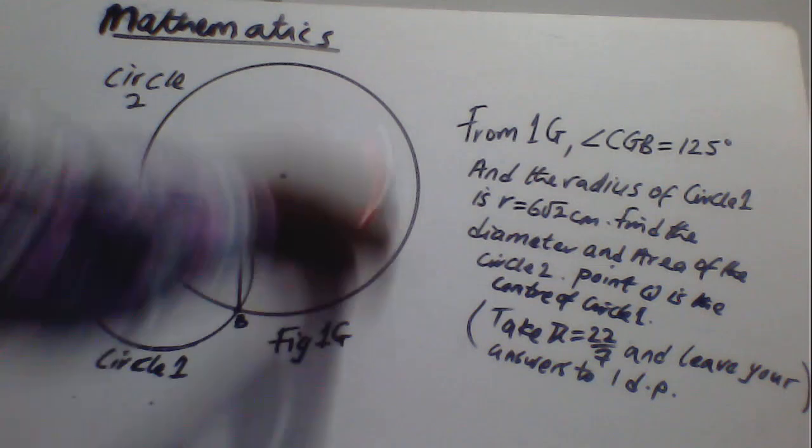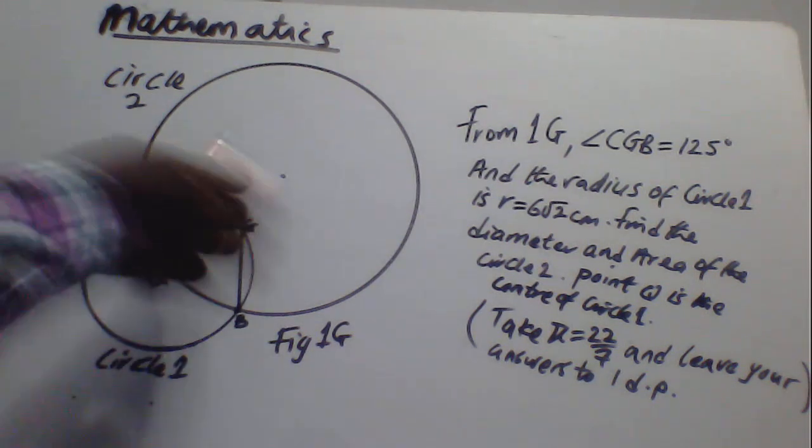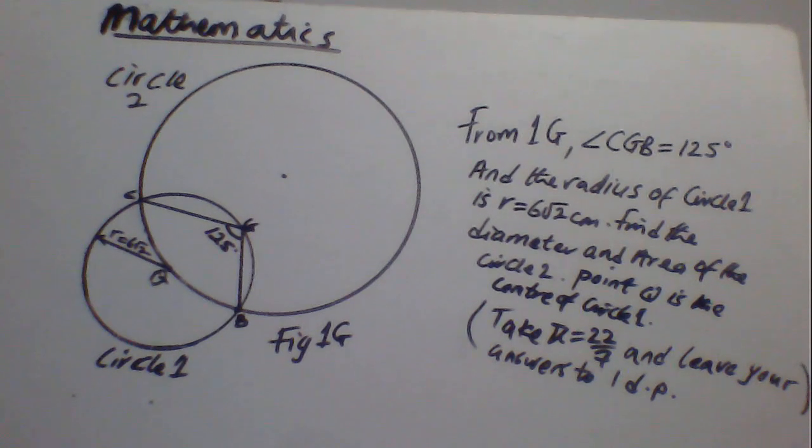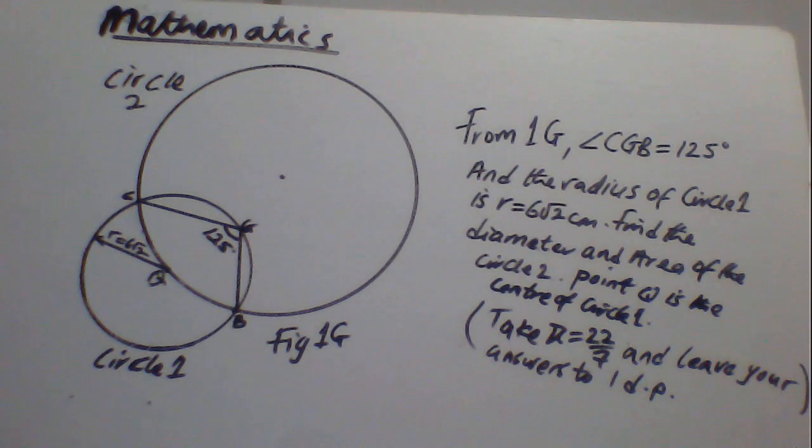We're asked to find the diameter and the area of circle 2. We are told that point Q is the center of circle 1. This point here is the center of circle 1. Take pi equals 22/7 and leave your answers to 1 decimal place. So let's begin by solving this question.